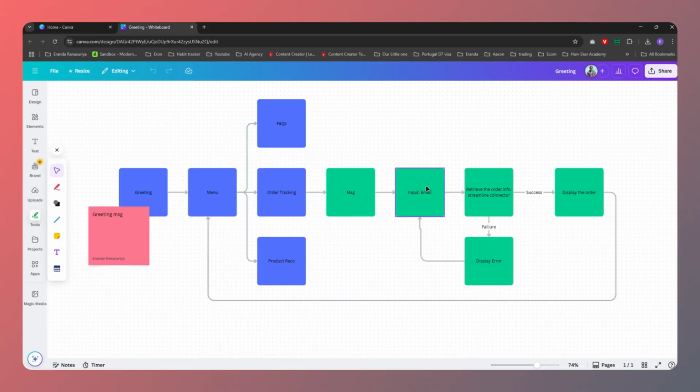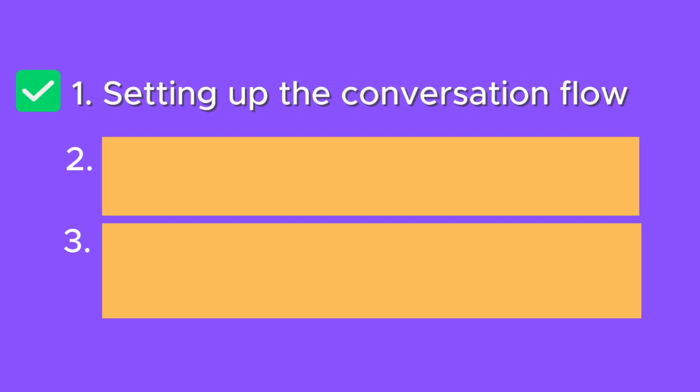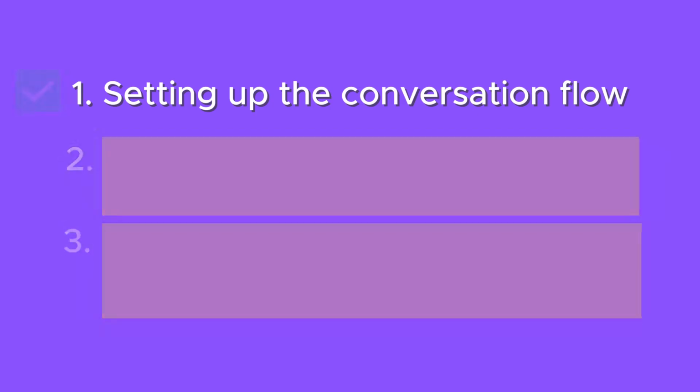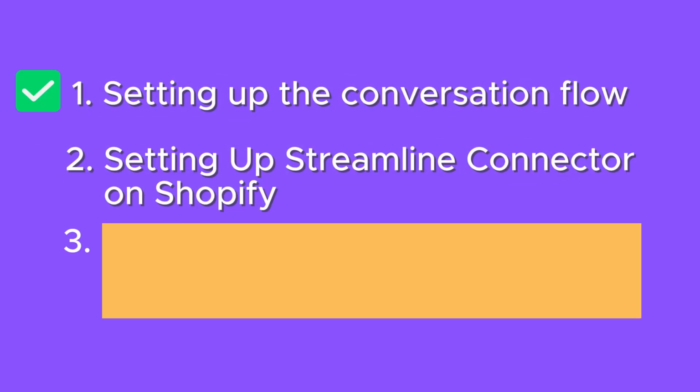So we have completed up until here now. That means we are done with step number 1, which is setting up the conversation flow. Now we have to move on to the second step in the entire process. Now let's move on to step 2, connecting your Shopify store to Voiceflow using the Streamline Connector app.